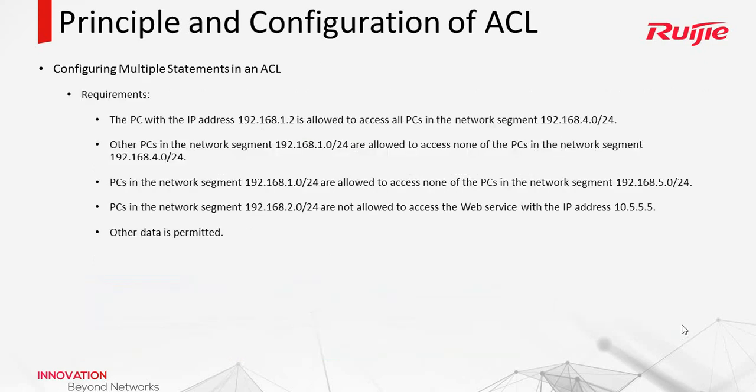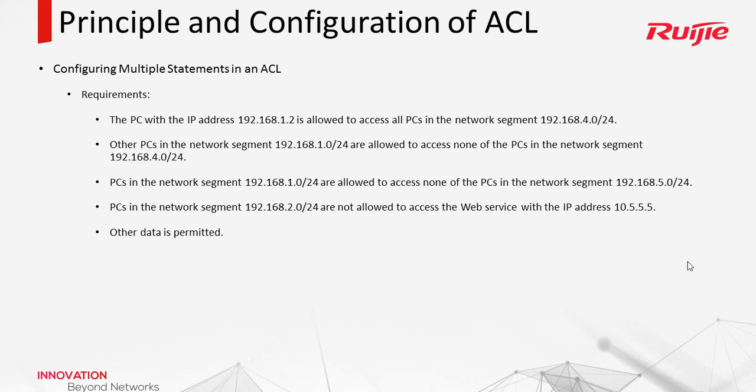Now let us do an example. Here is the requirement. We need to make the PC with 192.168.1.2 allowed to access the 4.0 network. Then other PCs are allowed to access none of the segment, and none of the PCs to the 5.0. Then the PCs in 2.0 are not allowed to use the web function to 10.5.5.5, and at last other data is permitted.